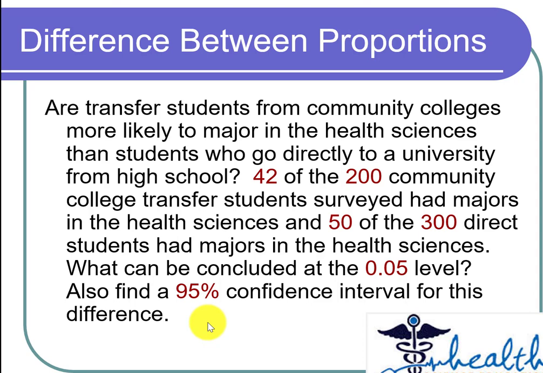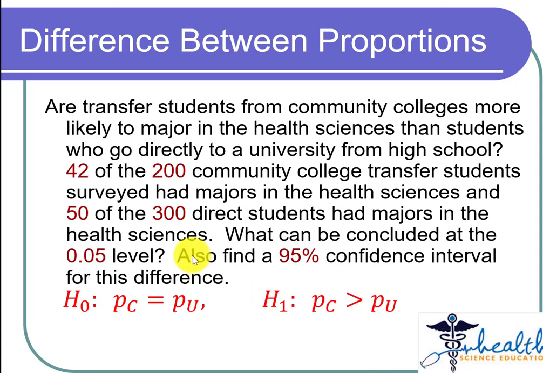So let's first figure out what the hypotheses are. As you're used to, there's going to be an H naught and there'll be an H1. So let's find those. So H naught is that the proportion of all students, so the population proportion of all students that transfer from community colleges, is equal to the population proportion of all students who transfer right from high school or come to the university right from high school.